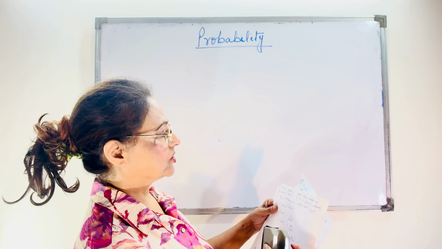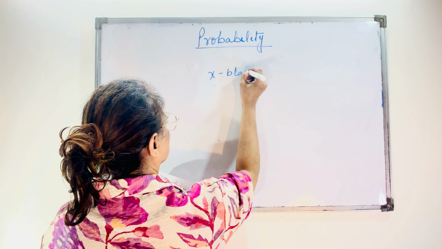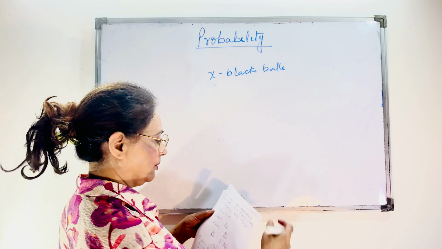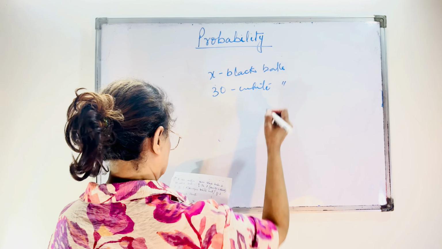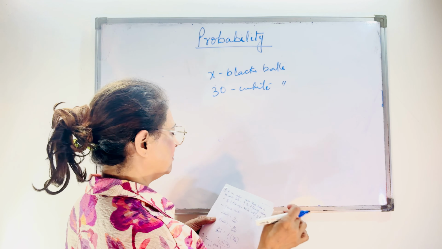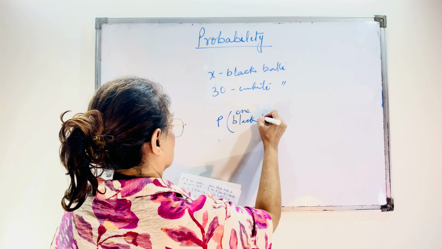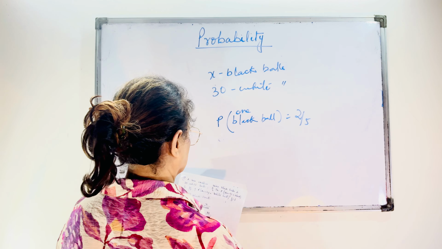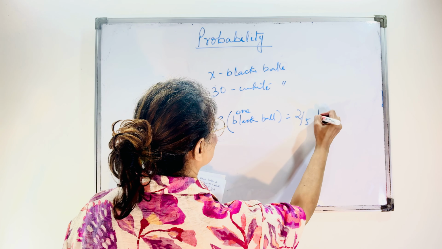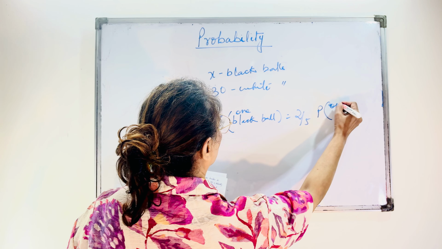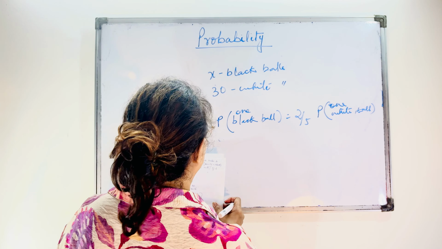A box contains some black balls and 30 white balls. Some black balls, we don't know how many, let us keep it as X. If the probability of drawing a black ball is 2 by 5 times the probability of drawing a white ball, find the number of black balls.